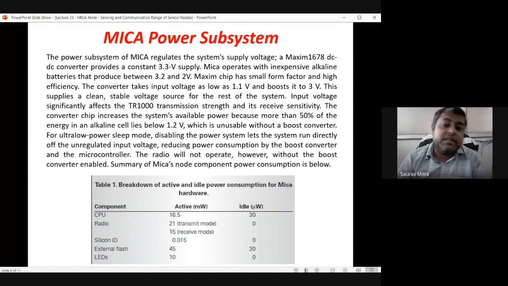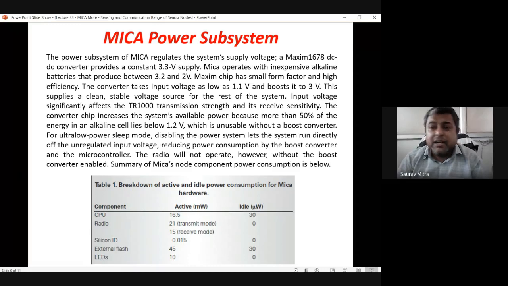From the source of energy, it is connected, and through the boost converter, 3.3 volts is supplied to the Atmega 103 microcontroller and other places. So if the boost converter is cut off, if it is disabled, at that time the whole node automatically goes into a sleep mode.